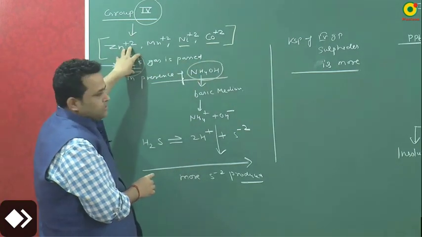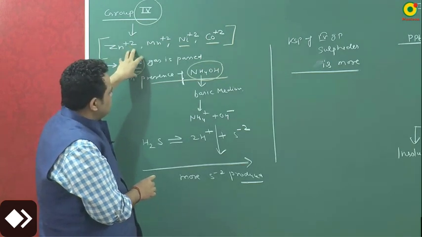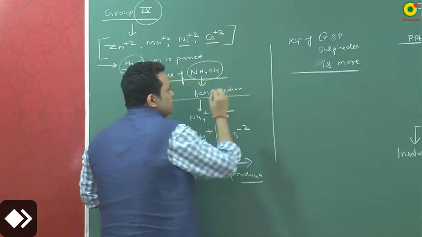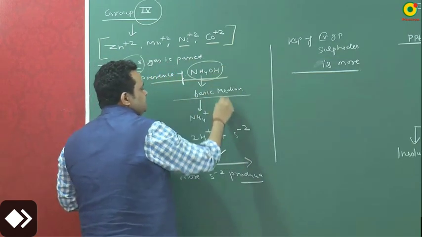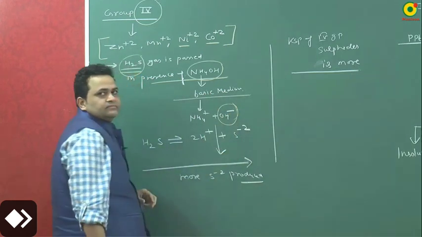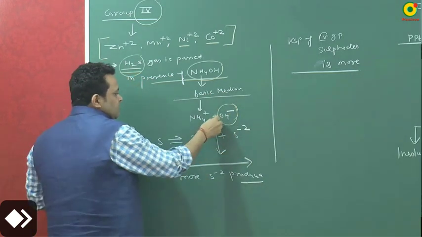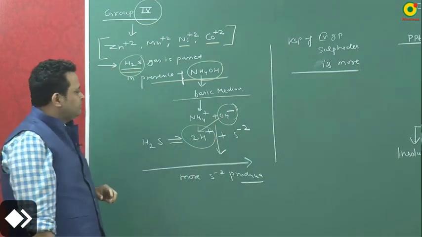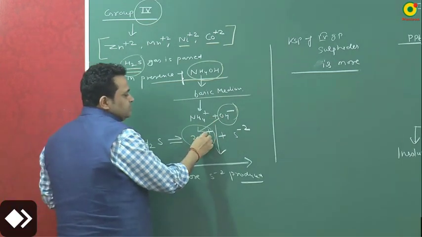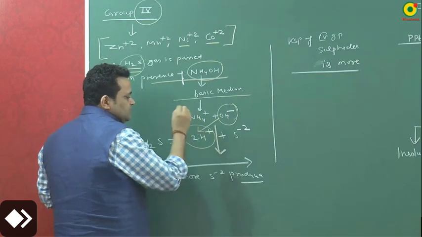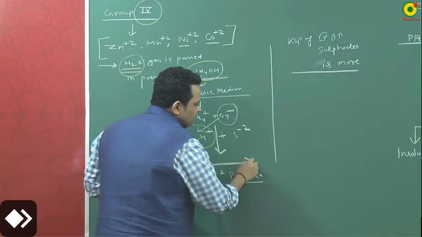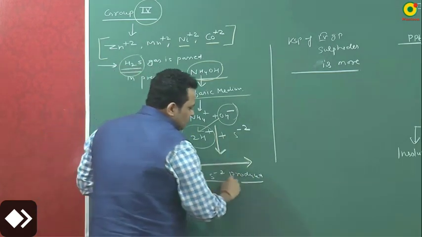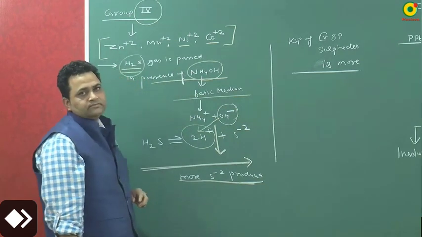Now H2S gas is again passed. But this H2S gas this time is passed in presence of NH4OH, which is providing basic medium. What is meant by basic medium? That it will dissociate to give OH- ions. And this OH- ion will react with H+ ion obtained from H2S gas. So what will happen? The concentration of H+ will decrease, and as soon as it decreases, the reaction proceeds in the forward direction. And because the reaction is proceeding in the forward direction, more S2- ions are produced.